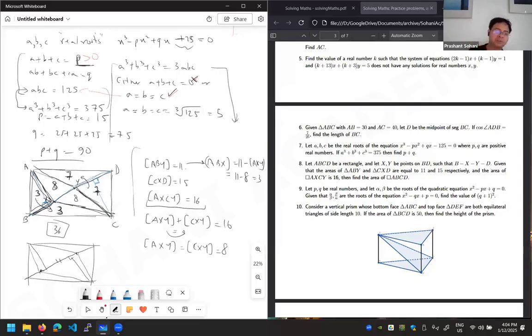Okay, so again appreciate how the simple formula, half base into height, the area of a triangle, is being used in different interesting ways to create this kind of problem.